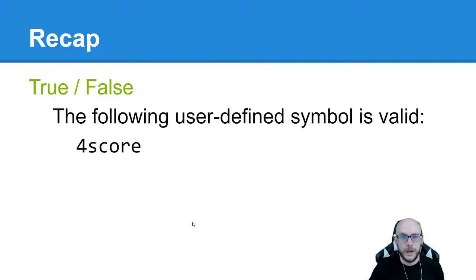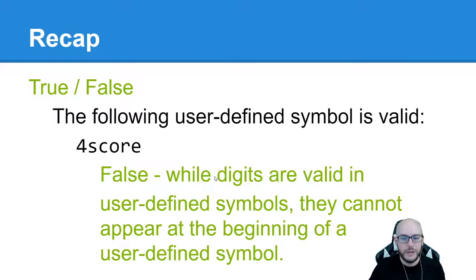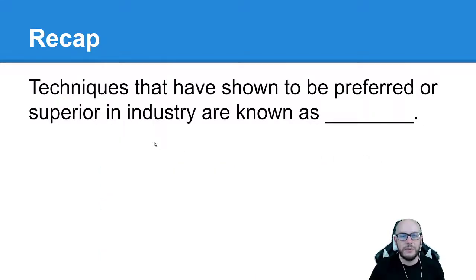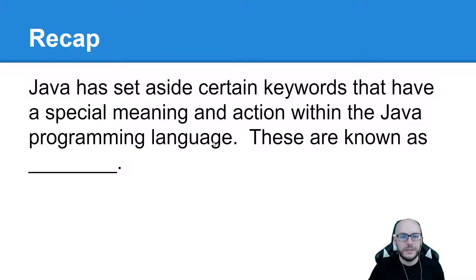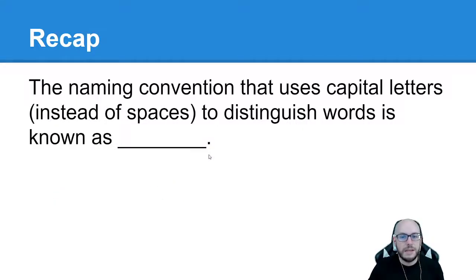Okay, my next question would be why? This is invalid. This is not a valid user-defined symbol. This is false because we begin with a digit here. While digits are valid in user-defined symbols, they cannot appear at the beginning of the user-defined symbol. Techniques that have shown to be preferred or superior in industry are known as best practices. Java set aside certain keywords that have a special meaning and action within the Java programming language. These are known as reserved words. The naming convention that uses capital letters instead of spaces to distinguish words is known as camel casing.